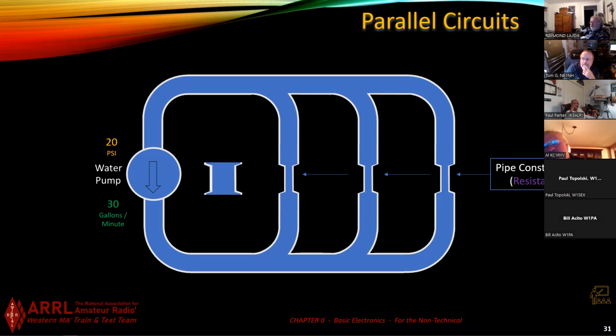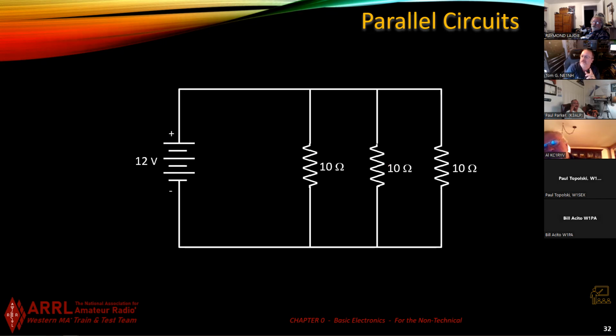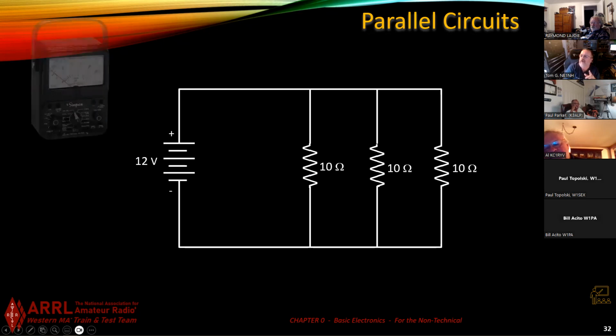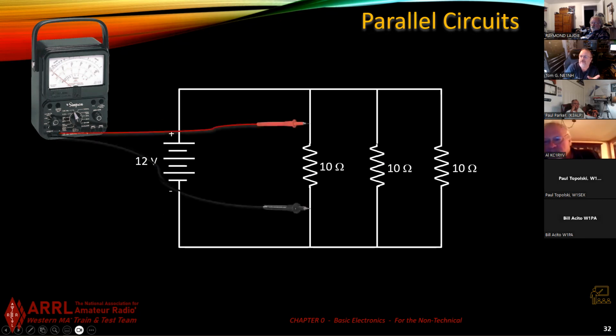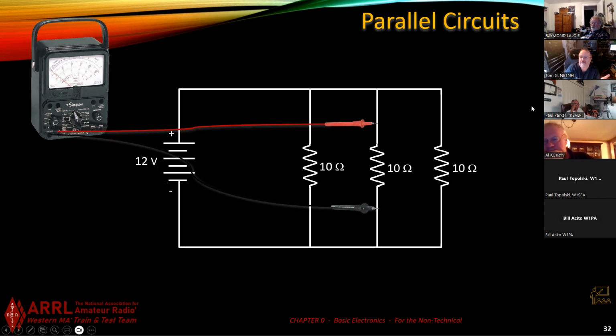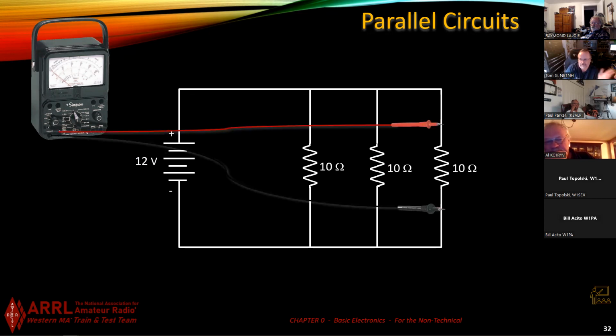So let's now go back to our circuit. Now we have 3 10-ohm resistors. The formula for this is a little weird, but we'll get to that in a minute. 12 volts here, right? Pressure across here. Voltage across here is 12 volts. 12 volts, 12 volts, right? And 12 volts. Now we're going to get a little more interesting.